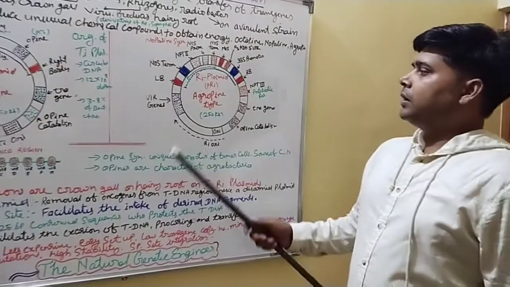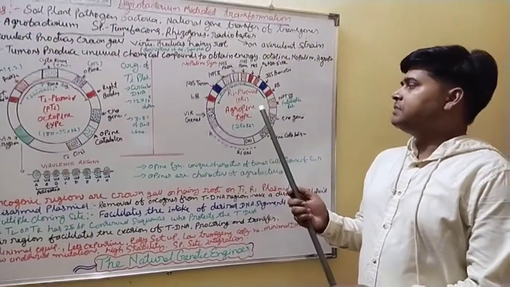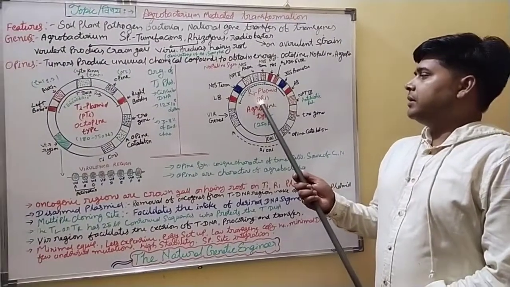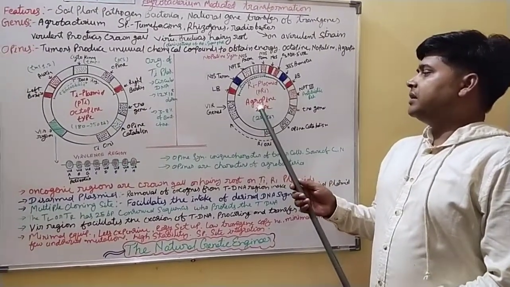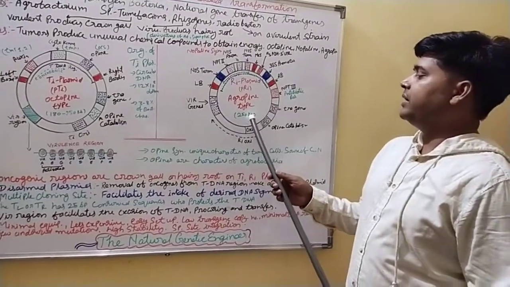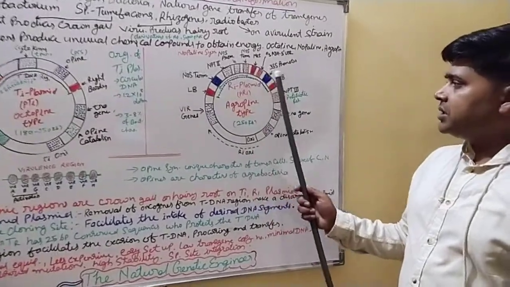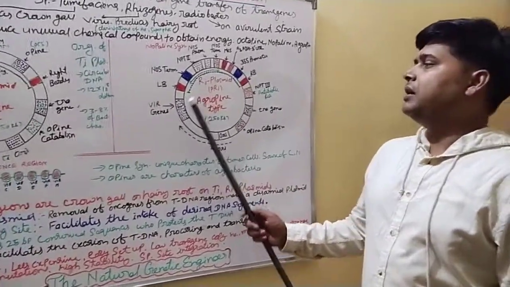Please see this Ri plasmid. It is a root-inducing plasmid, signified as pRi, and it is an agropine-type plasmid, and its size is 250 kilobase pairs. It has the same structure as the Ti plasmid. Same things.